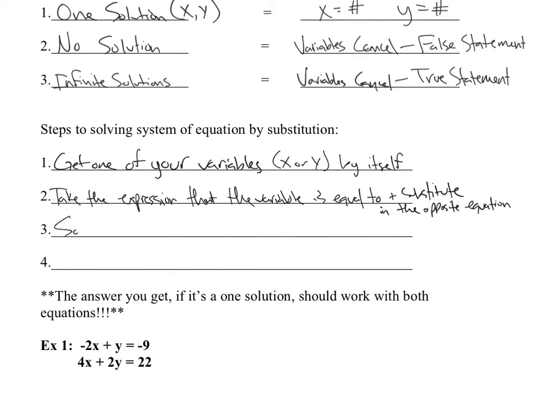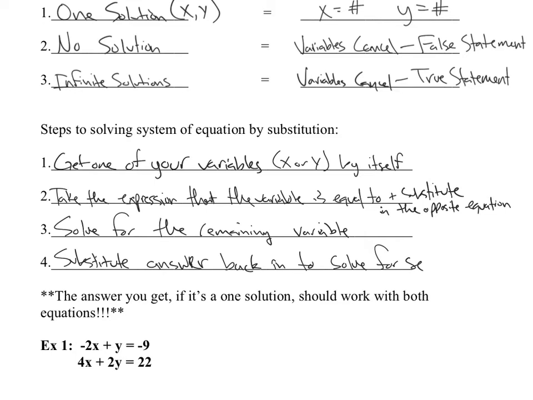The third step would be then to solve for the remaining variable. So at this point, you're just going to have one of your variables, either x or y, in your equation. You're going to solve for that variable. And then your last step is to substitute your answer back in to solve for the opposite variable. These steps will make a little bit more sense as we start looking at some of these examples here.